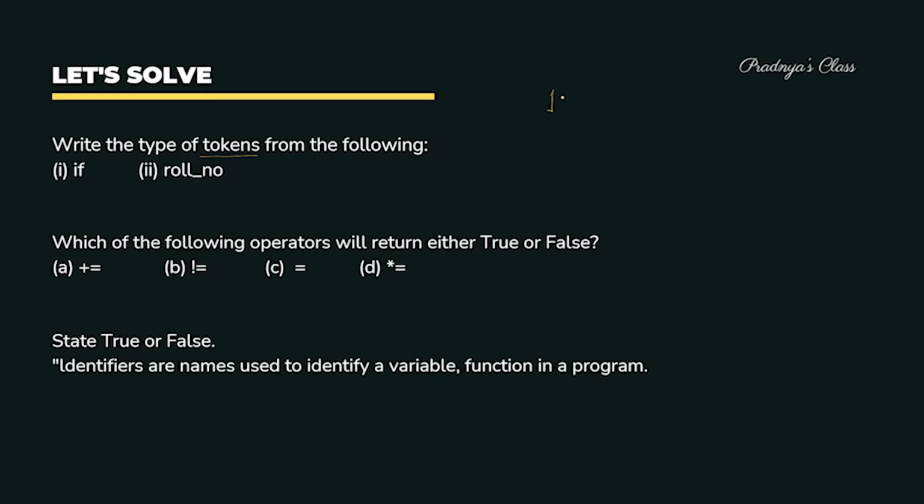You know there are 5 types of tokens. The first is keyword, second is identifier, third is literal, the fourth one is operators and the fifth is punctuators. So if we look at the first option, if, and if is a keyword. So you should write the name of the token. Now the second option is roll number and it is a valid identifier. So the name of the token is identifier.